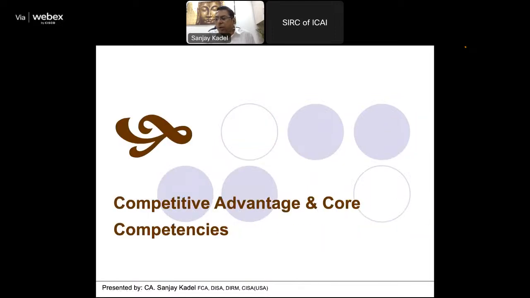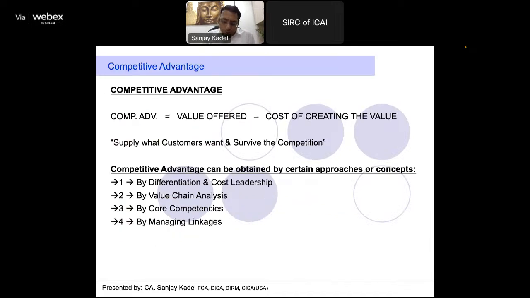Then let us see the next concept, which is related to competitive advantage and core competencies. See, when we talk about competitive advantage, it means how your organization can have an advantage in the competition. What is it that you can do so that you have a competitive advantage over your competitors? It will be there in your organization as a competitive advantage only if the value which you are offering, okay, is more than the cost of creating such value.